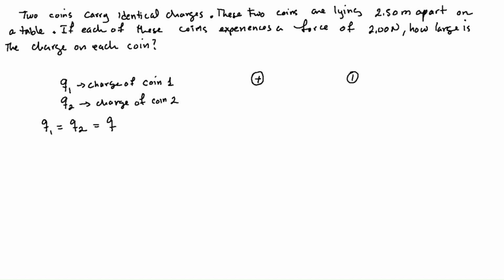So this is Q sub 1, this is Q sub 2. If they are identical, the forces are going to be forces of repulsion. We have forces like this. And now we know that the distance between the two particles is just this one. So we know that the forces are equal to 2 newtons. This one is also equal to 2.0 newtons. And we know that the distance between the particles is just 2.50 meters.